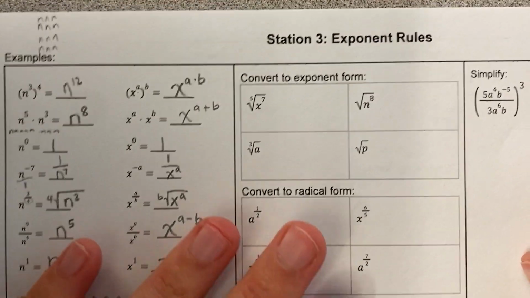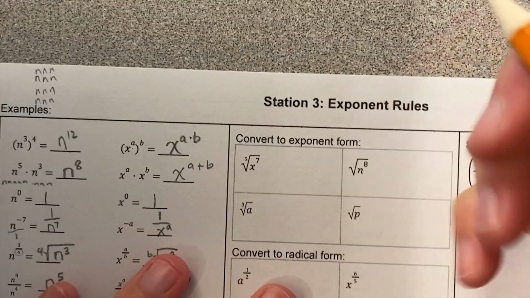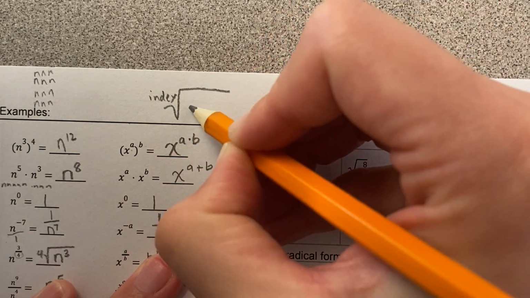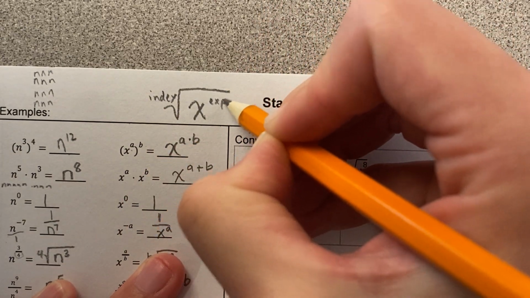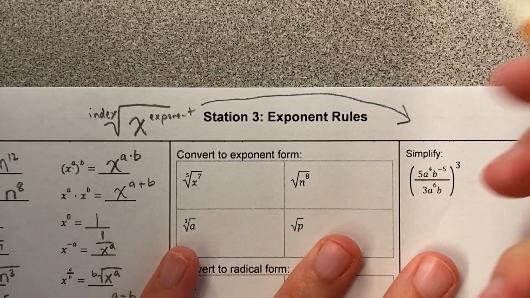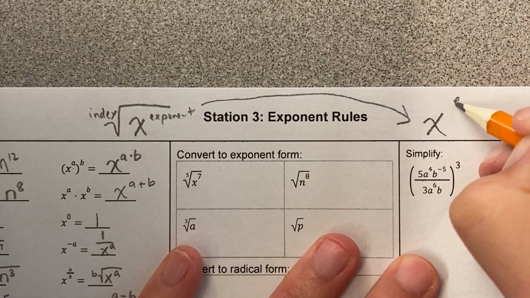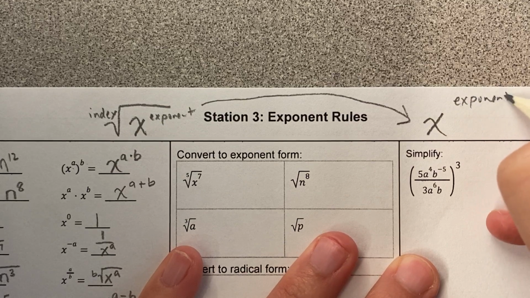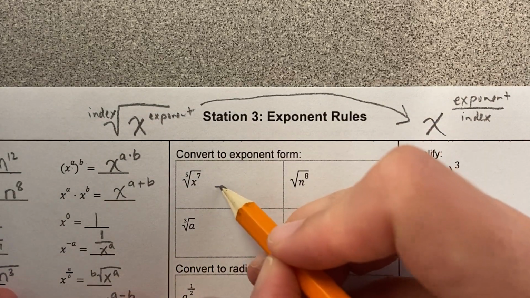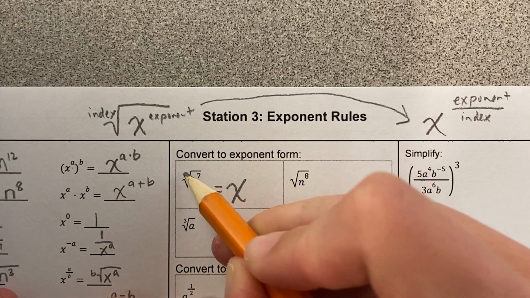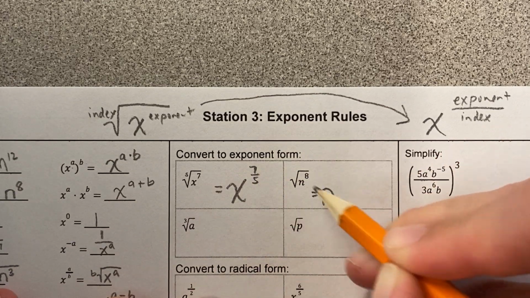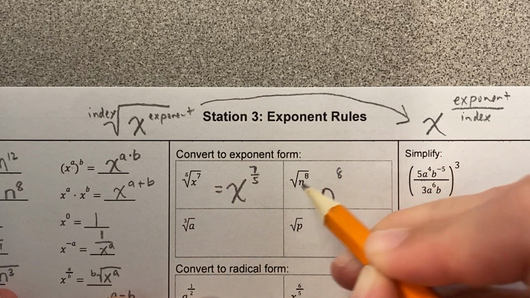All right, convert to exponent form. Remember that this is called the index right here, and this is called the exponent right here. I didn't leave myself enough room, so if I write that in exponent form, I just write it like this. The exponent goes over the index in the fraction. So here I'm going to write, this is x to the exponent over index, that's 7 over 5. Here, this is n to the power of, oh, and look, this is 8, and oh, there's no index.